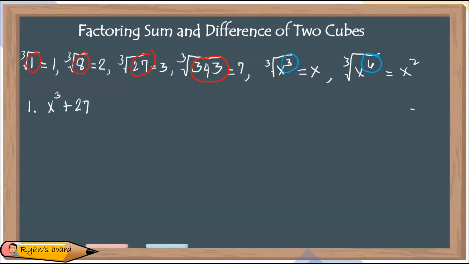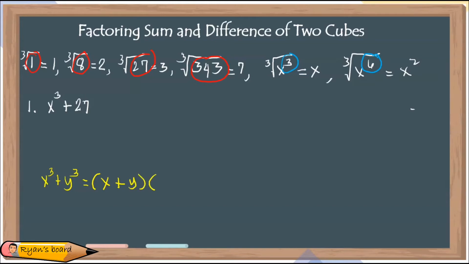We have a pattern. Yung pattern natin is x cube plus y cube. First step, you need to find the cube root of x cube, yung first term. To find the cube root ng exponent, you simply divide the exponent by 3. So, 3 divided by 3 is 1 or x na lang. Then, plus. Get the cube root of the second term, yung y cube. So, 3 divided by 3 is 1. So, y. Sulat natin y.